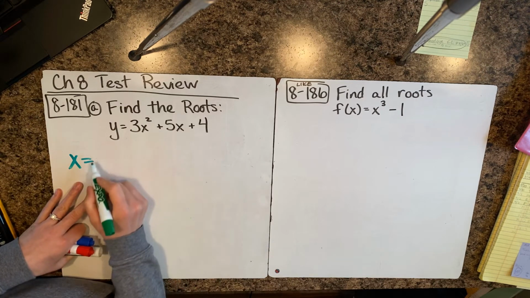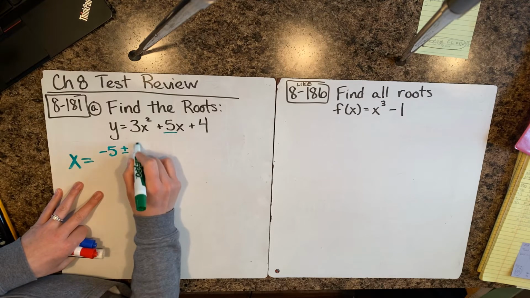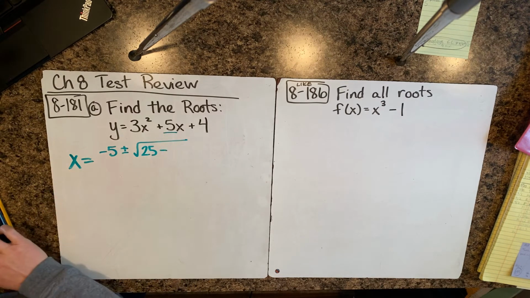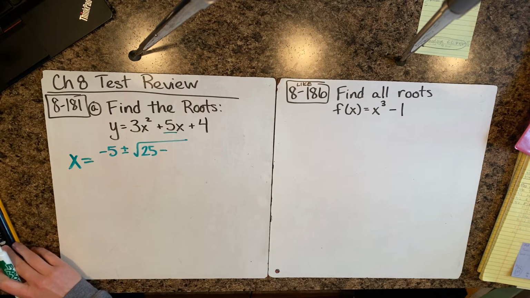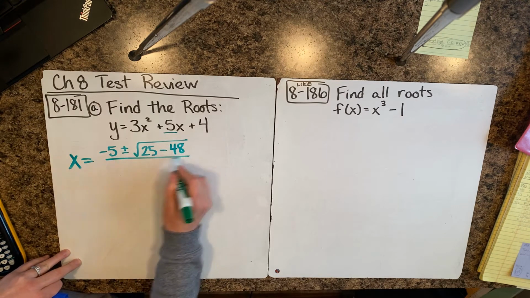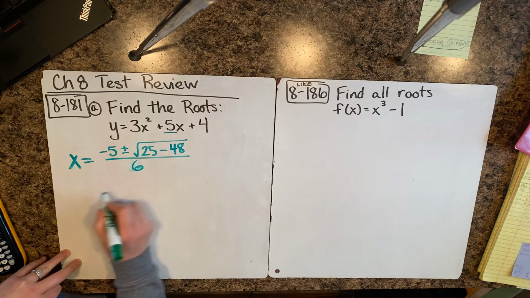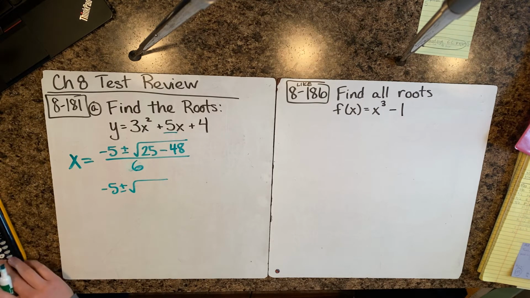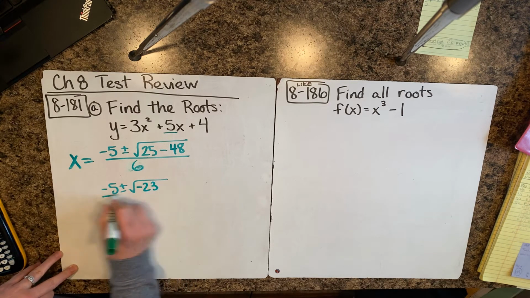So, the quadratic formula is the opposite of b plus or minus the square root of b squared minus 4 times a times c. So, 4 times 3 times 4, which is 48, all over 2 times a, which is going to be 6. And then negative 5 plus or minus the square root of 25 minus 48, which is negative 23, all over 6.